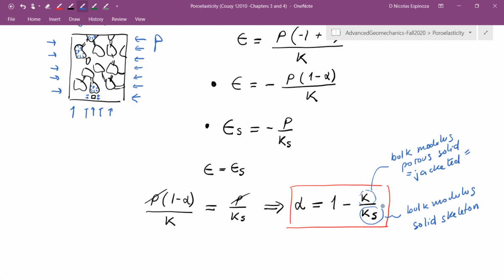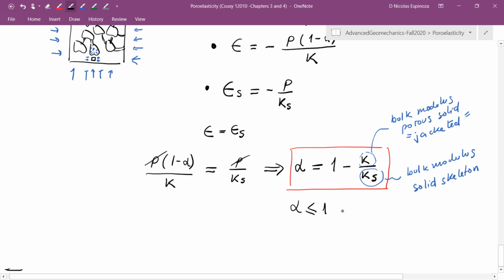All right, so the question here is now, which one is bigger? The bulk modulus of the porous solid with the pores or the solid without the pores? And the answer is the bulk modulus of the porous solid with pores is smaller, because it has pores inside and is compliant, than the bulk modulus of the solid itself. And as a result of this, alpha is going to be equal or smaller than 1. And of course, it's going to be valid for Ks equal or larger than K.